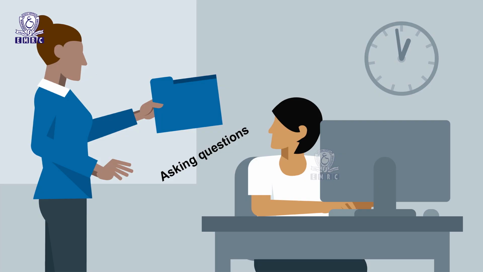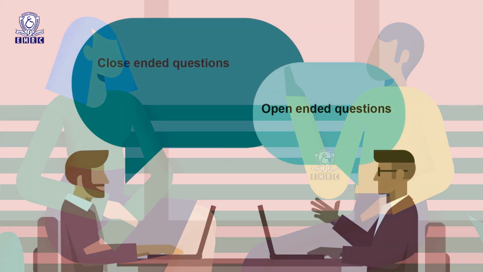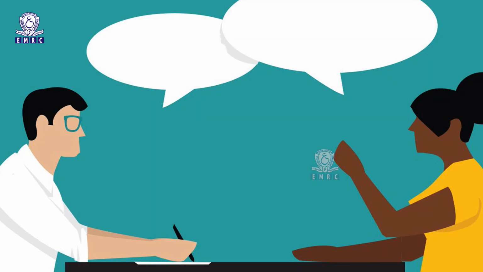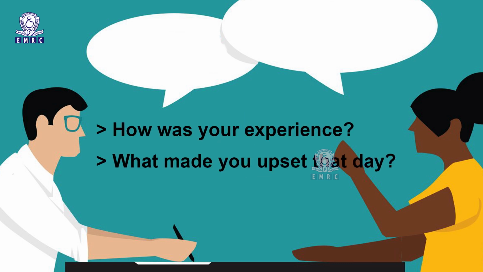The next one is asking questions. In two-way communication, asking questions helps in clarifying the message. One can choose to ask open-ended questions or close-ended questions. Open-ended questions are helpful in eliciting longer responses and demand elaboration and discussion from the receivers, and they usually begin with why, what, how. For example, how was your experience? What made you upset that day?